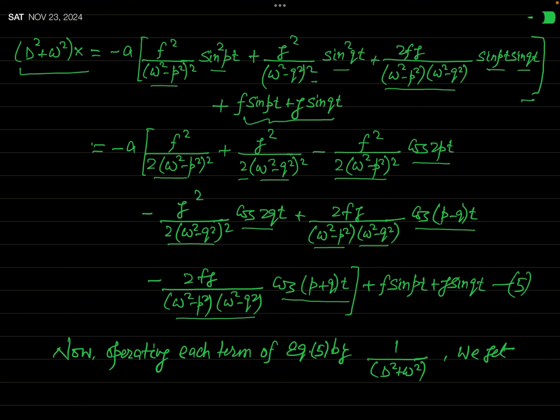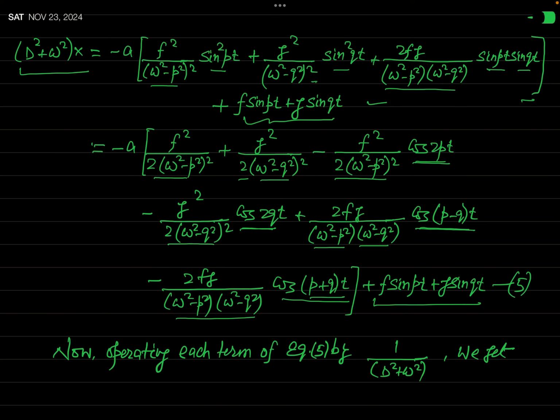Actually when you expand this cos 2pt, this cos 2qt, this cos (p minus q)t, cos (p plus q)t, then some terms will be cancelled out and your result will remain like this, and the last two terms are at each. Okay.